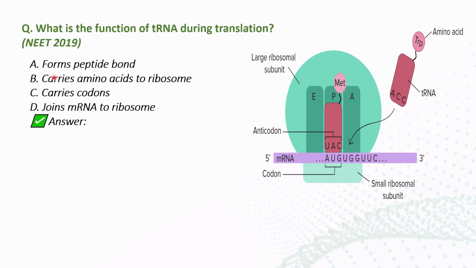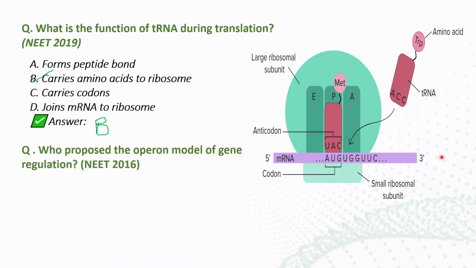Here you can see the options. First one is, it forms the peptide bond. No, tRNA does not help in the formation of the peptide bond. Another one, it carries the amino acids to the ribosome. Okay, you can consider this option. Third one is, carries codons. It will not carry codons, it carries the amino acids itself. Fourth one is, it joins mRNA to ribosome. No, it will not join the mRNA, it only helps with the transfer of amino acids. So what is the right answer here? You can say that the transfer RNA carries the amino acids to the ribosome, not away. See this, it is not away, it is to the ribosome. So like this the translation will take place.